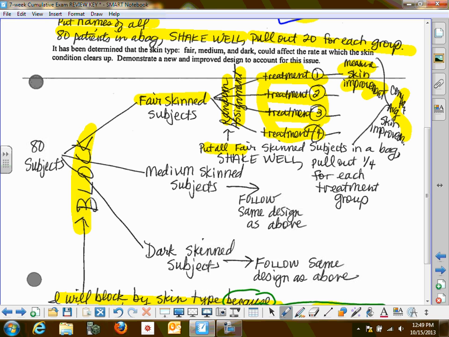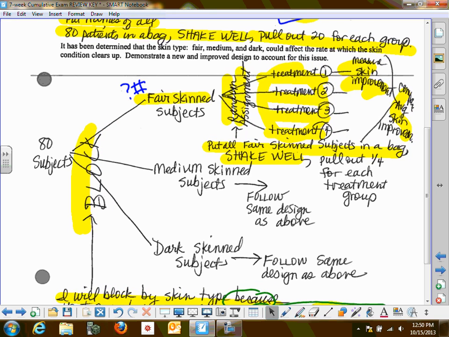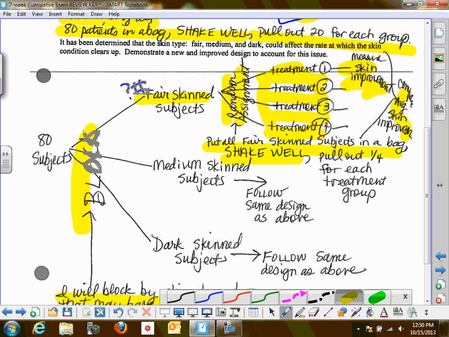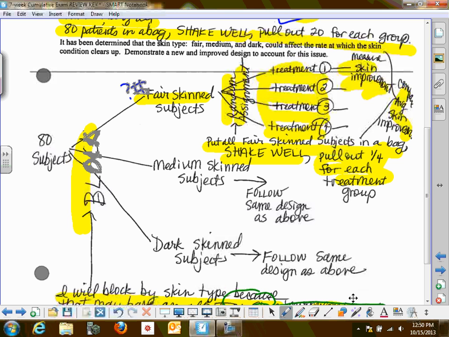Don't forget, put all fair-skinned subjects in a bag and shake well. Now don't leave them in there. How many am I going to put in each group? I don't know the exact amount because I do not know how many people of my 80 were fair-skinned. So I'm going to put a fourth for each treatment group. I could write that here, a fourth, a fourth. I like coloring on it, detail. A fourth, because I don't know exactly how many that is.